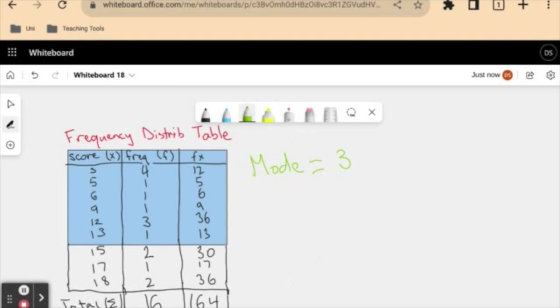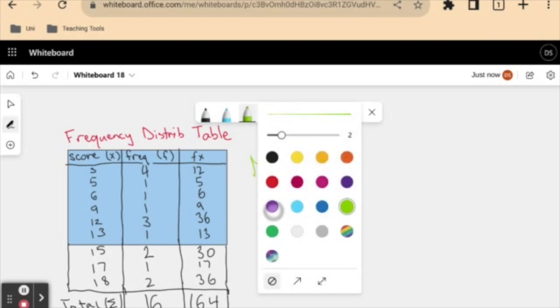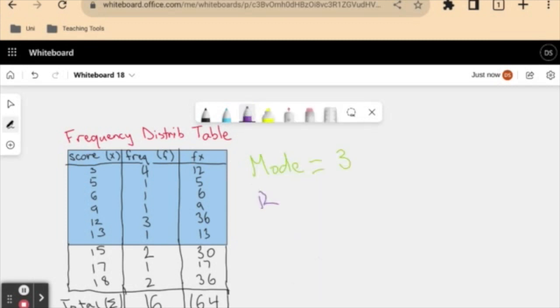The range. Well, all I have to do is look at my scores, and I'm just going to write R for range. I have my smallest and my largest. The range is kind of the same whether you have all the numbers written out in a data set or whether you have a table. You basically just read off the lowest and the highest. And we remember from the last video that our range was 18 minus 3, and that gave us 15. Cool. Okay, now let's look at the mean.